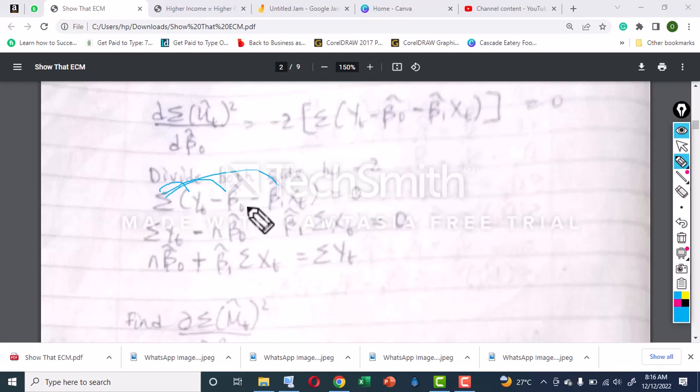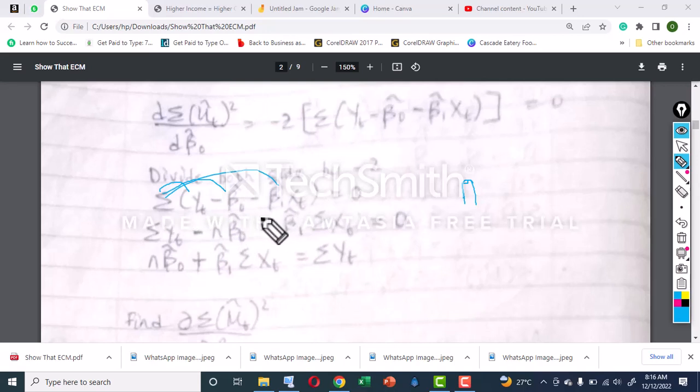Multiply summation times this, it becomes summation b0. But b0 is basically a number, so you just put n. N simply means the total number we have, the total size, like the sample size. So you just use n. Whenever we have this beta, we just use n.